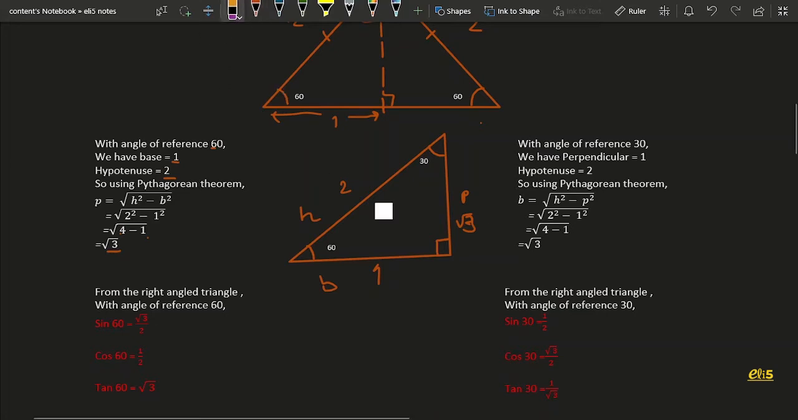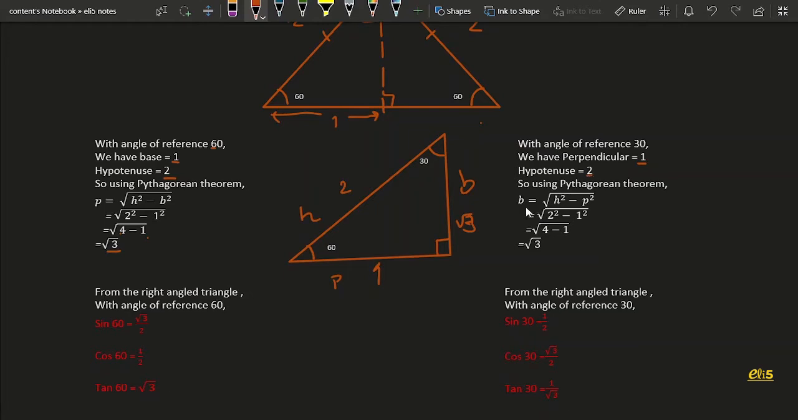Now let me erase this one. So now with angle of reference 30 degree, the opposite side to 30 degree will be the perpendicular. So this one is perpendicular and this one will be base. We have perpendicular equals 1 unit. As you can see, we have the same values as in the previous case with angle 60 degree, and hypotenuse is 2 units.